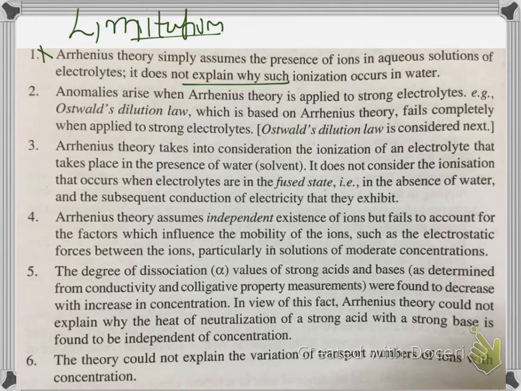Second one, anomalies arise when Arrhenius theory is applied to strong electrolytes. Example, Ostwald dilution law, which we have to see later in this chapter itself, and also you can see in Ostwald dilution law in ionic equilibrium, which is actually true in the case of weak electrolytes. That is completely wrong in strong electrolytes. It completely failed in strong electrolytes.